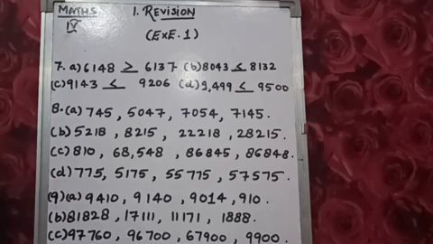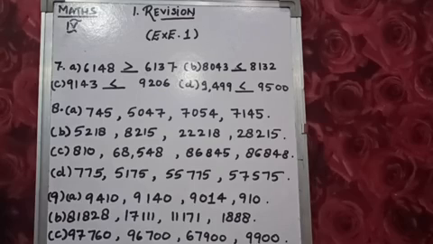Okay, now let's see question number B. So in question number B, in this series the greatest number is 81,828. Next number will be 17,111. Third number will be 11,171, and the smallest number is 1,888. Clear?